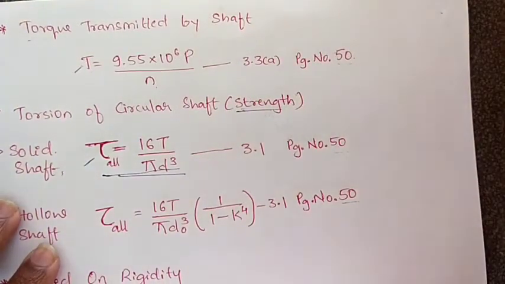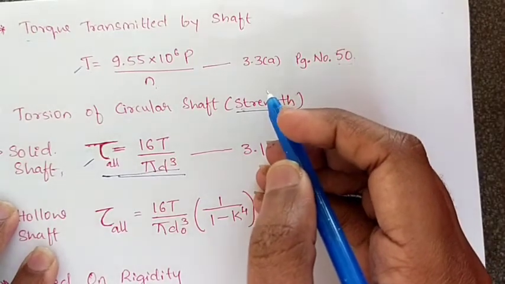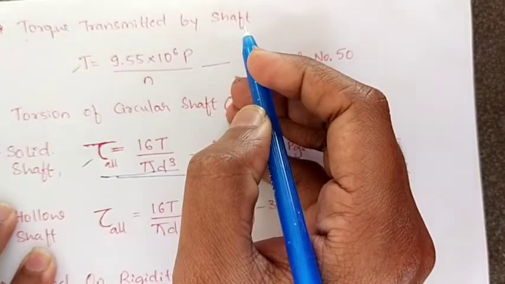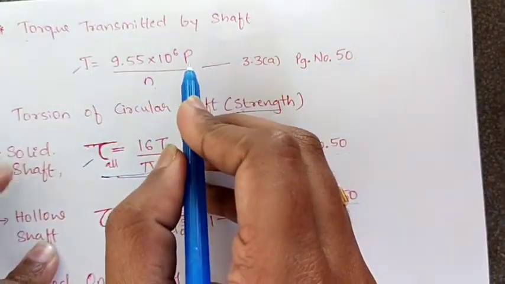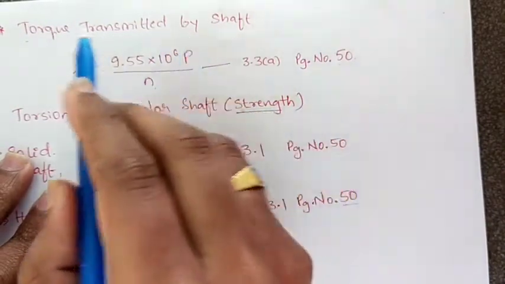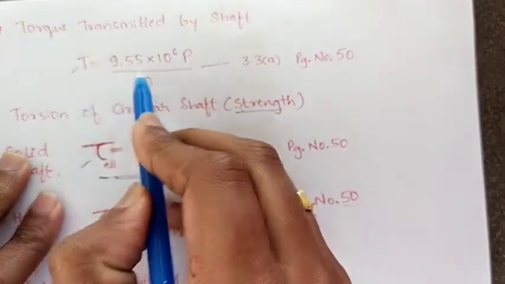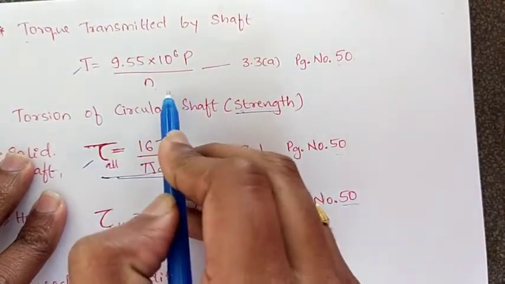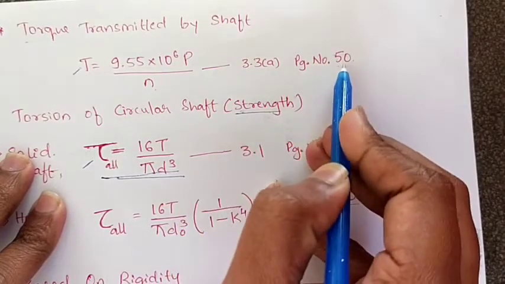Students, we are discussing problems on shafts, that is, the design of shafts. We have discussed how the problems will be asked on shafts and how we are designing the shaft. Before that, we are reviewing the formulas used in the shaft chapter. The torque transmitted by a shaft is given by T = 9.55 × 10^6 P / N. This is equation 3.3a on page number 50.